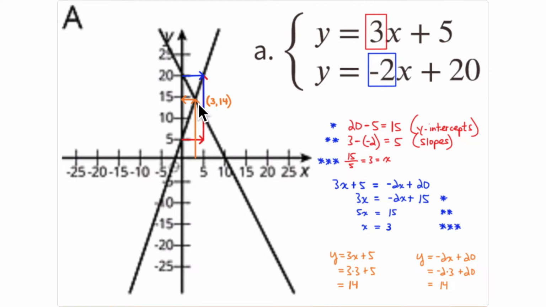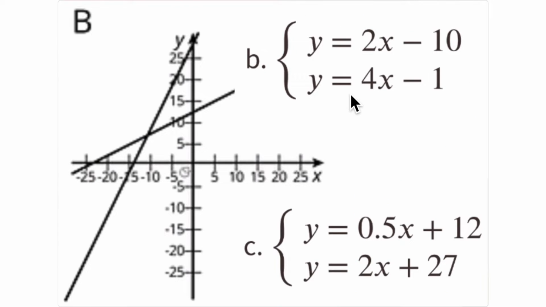So this point is the solution to the system of equations because that is the only point in which x will have the same value, 3 in this case, and y will have the same value, 14 in this case, for both graphs and both equations.